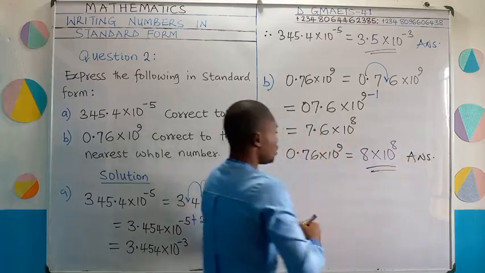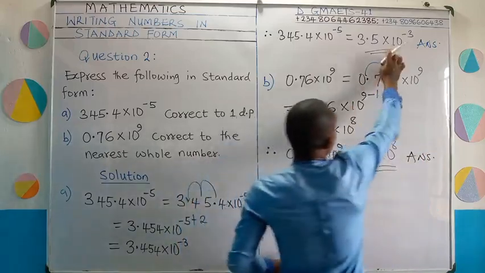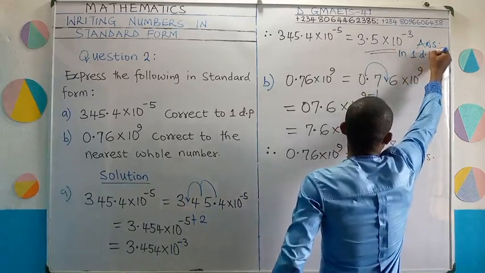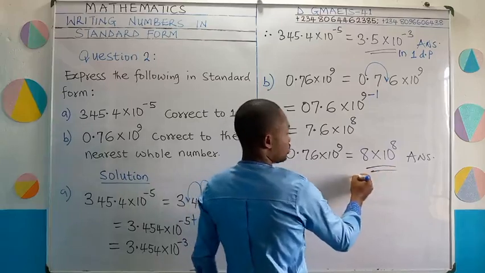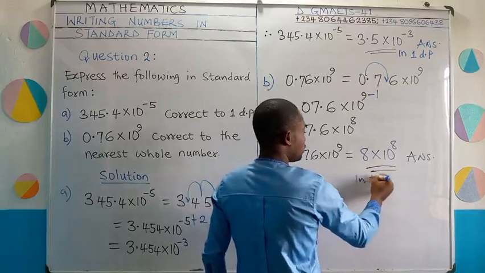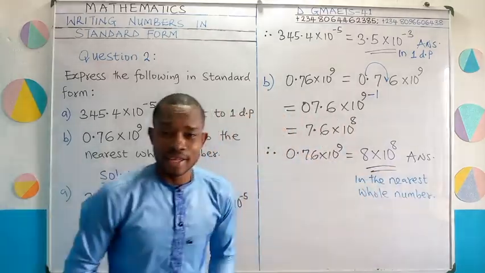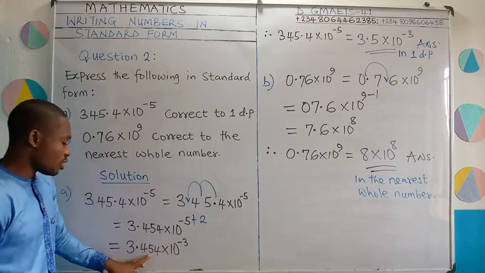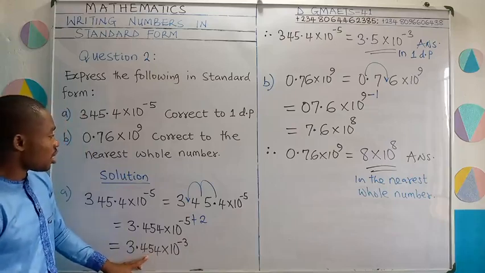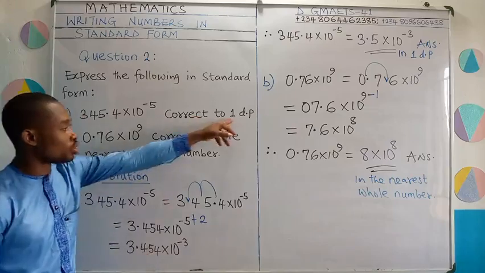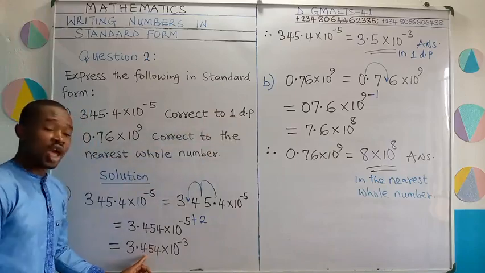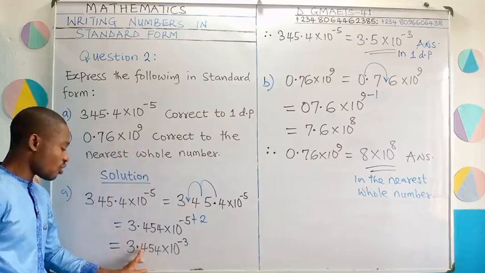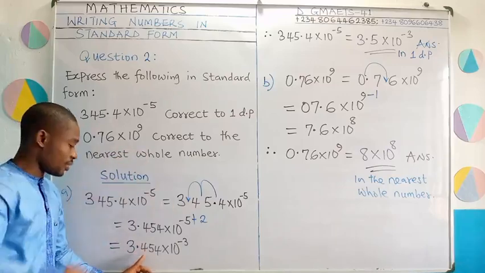This is my answer. Please let me indicate here 1 dp, and here the nearest whole number. Please take note. If, like in this case, we are asked to round off, that is correct to 1 dp, here we are asked to correct to 1 decimal place. It means we are correcting to this tenth digit, 1 decimal place.